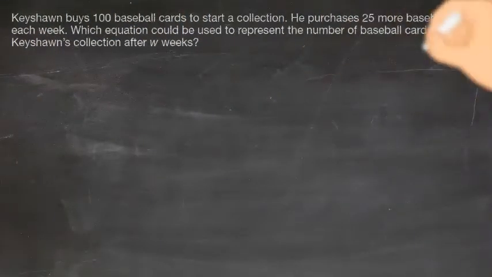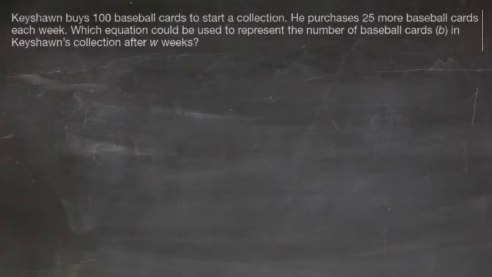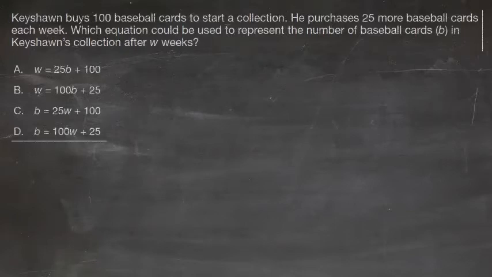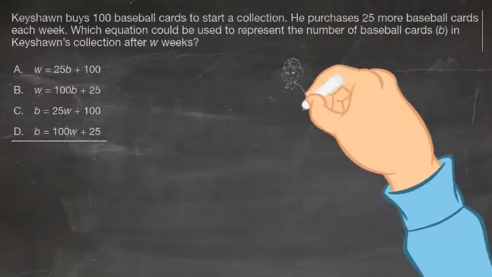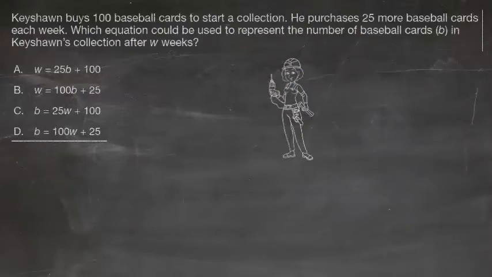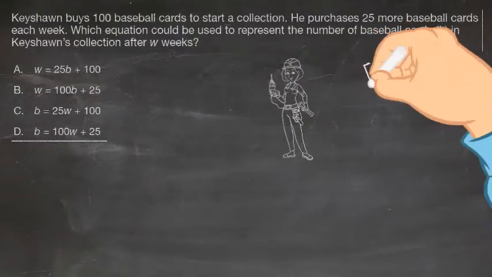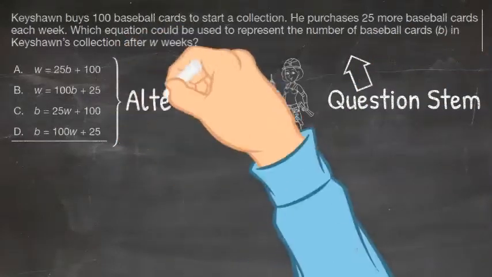Let's start by looking at a multiple choice question, the most common type of item on most tests. This problem is about somebody named Keyshawn who collects baseball cards. Right now, let's not worry about analyzing the question or finding the right answer. We will just focus on how the test item was constructed. There are two basic parts to a multiple choice item: the question stem and the alternatives or answer choices.